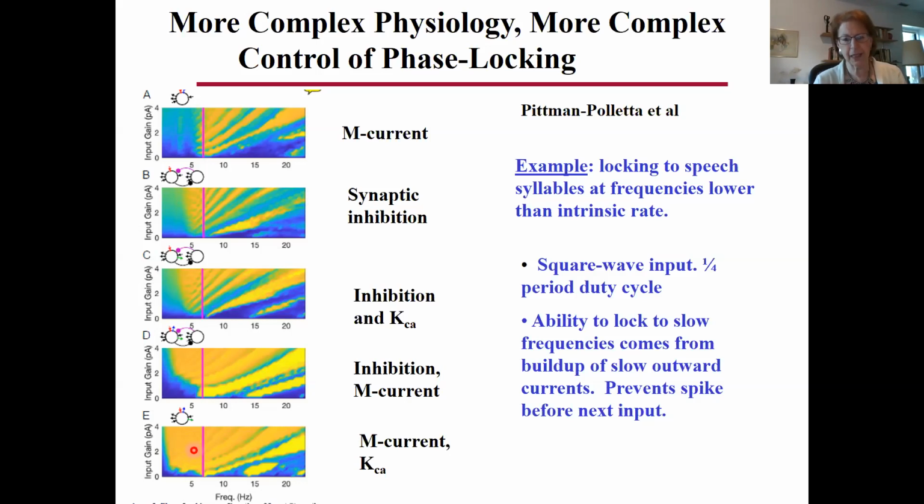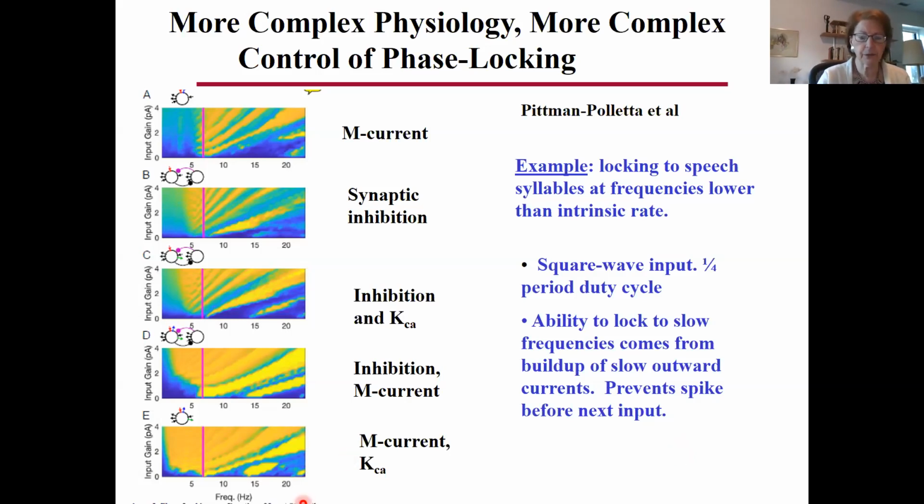There are some interesting multiple time scale analyses here, but they really do interact with one another. And what's going on is that the ability to lock to these slow frequencies comes from a buildup of these outward currents, this inhibition, which prevents an intrinsic spike before the next input. So once again, you see that the physiology really matters. Interactions of time scales really matter.